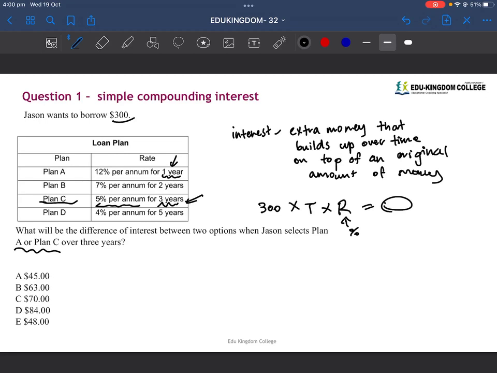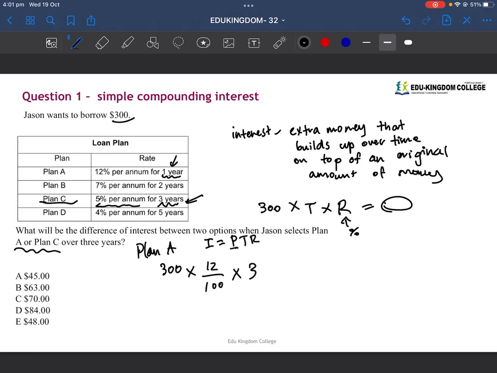Okay, but you guys just need to understand that for $300 spent, there's 12% per annum, and this is for plan A. There's 12% per annum per year, in other words, for how many years? 3 years. And the formula we follow is I, interest, equals P times T times R.